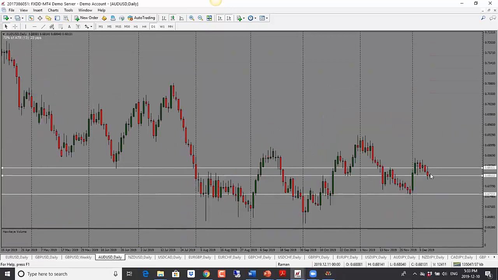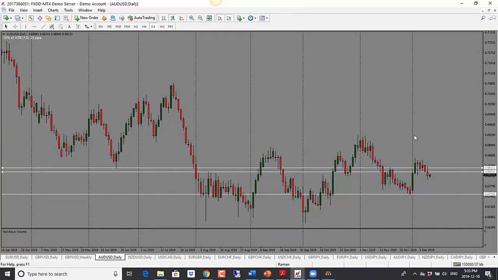Aussie dollar here, yesterday we were looking for a drop. We did get that drop here. Now we do have a bearish candle close, so looking for a further move to the downside. Now I am looking for a bit of a pullback here into 0.6820 and then looking for a further move to the downside. Now do keep in mind we have FOMC tomorrow, which can cause volatility in the market, but at the moment I'm looking for a drop here for Aussie dollar.